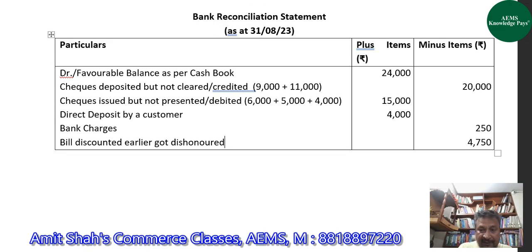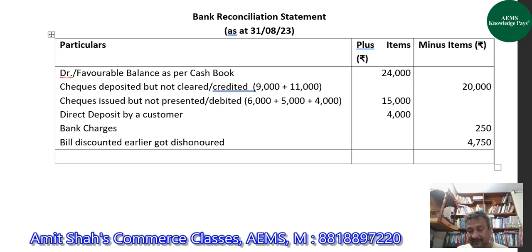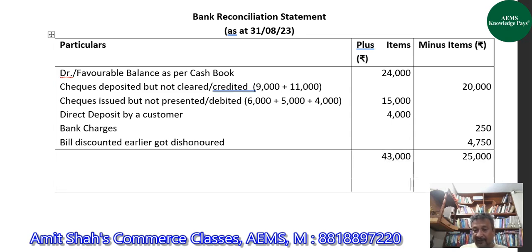So now we can close our BRS, and for that we take total of both the sides. So here it is 39 and 4, 43,000, and here it is 24, 25,000. Right? Now at the end we take the total, which is the higher one. So out of 43 and 25, 43 is higher. So 43 we will write on both the sides. And here we will write balance as per bank statement. The difference of these two. So here we have to write 18 so that this side also becomes equal to 43. 43 minus 25 is 18,000.